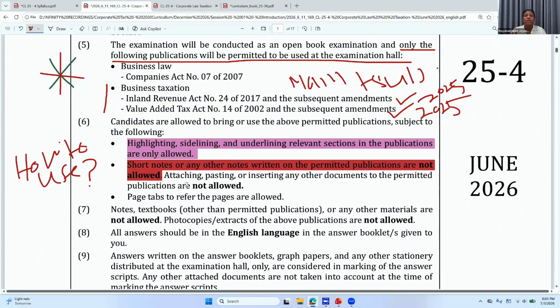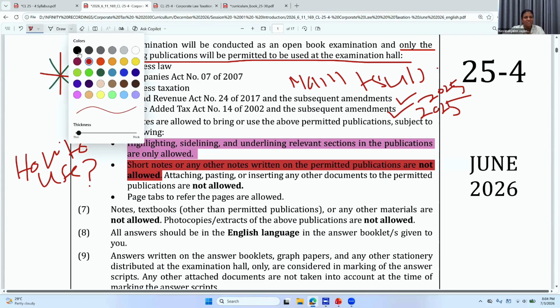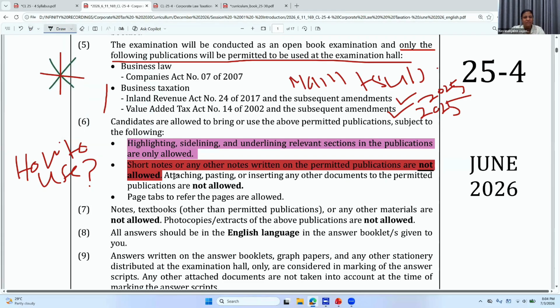Then this is very, very important. If there is any writing in your own words, any handwritten things in your book, that book is not permitted to be brought to your examination. That's the one part. It is very clearly given that they are not allowed. You cannot bring it if you have done so.